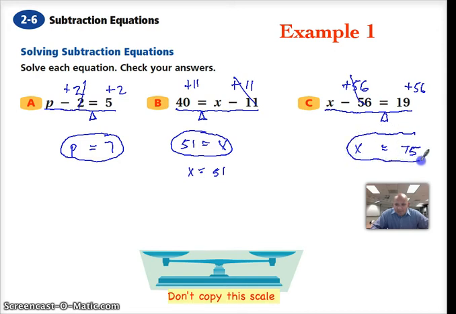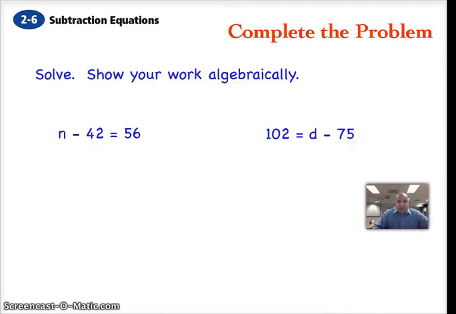Make this. What a perfect oval. Next, we're going to move to, well, actually, to complete the problem. Boy, this is a short video.